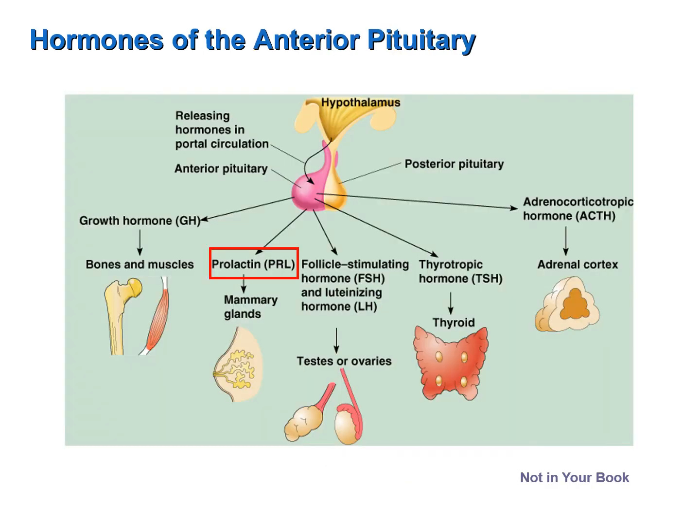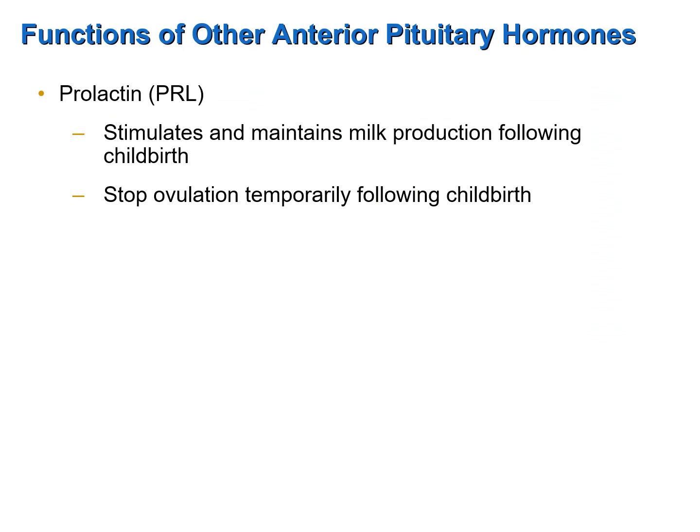Now let's take a moment to talk about the second hormone released by the anterior pituitary gland, prolactin. And its name pretty much says it all. Prolactin targets the mammary glands of the breast and stimulates and maintains milk production following childbirth. Now, prolactin does not do this alone. It acts in concert with progesterone and the hormone estrogen. Prolactin also temporarily stops ovulation following childbirth. So, obviously, this is the effect in females.